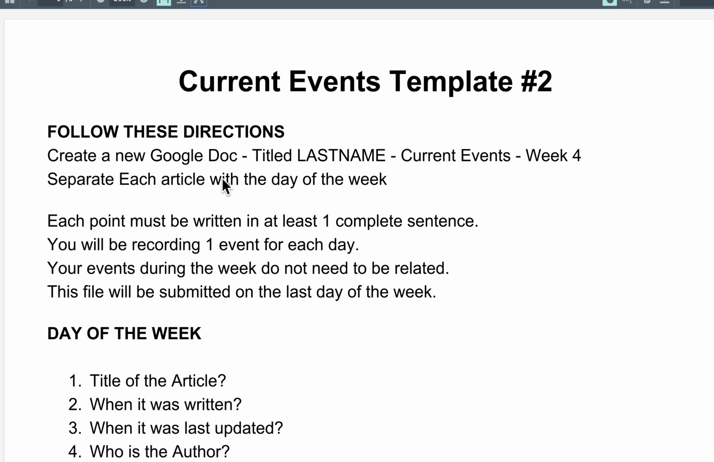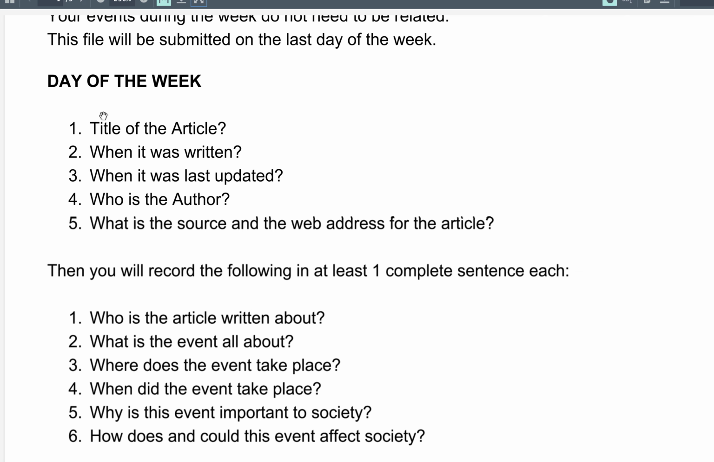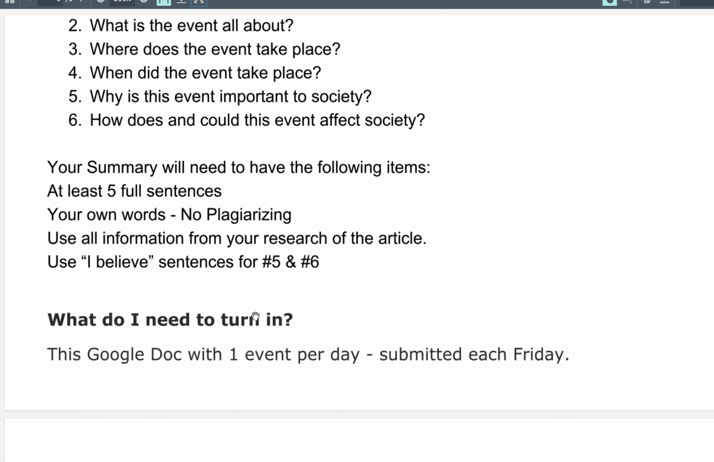You're going to separate each article with the day of the week. All this stuff. So you're going to turn it in on the last day of the week. So Friday, after you get all done, you'll turn this one in. So here are the things, again, day of the week, and then the same information we just talked about. The summary, and here I added a little bit extra.